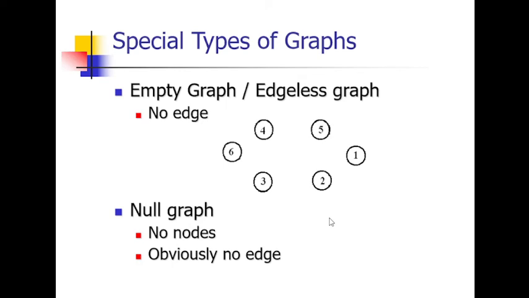What are the different special types of graphs? I have the empty graph, or I can say the edgeless graph. There are no edges in it. So only nodes are present. You can treat this as simple islands, some islands between which there is no direct connectivity. So these are special types of graphs, empty graphs. And I can say the null graph: there is no node at all, no edges at all. That is the null graph. Okay.